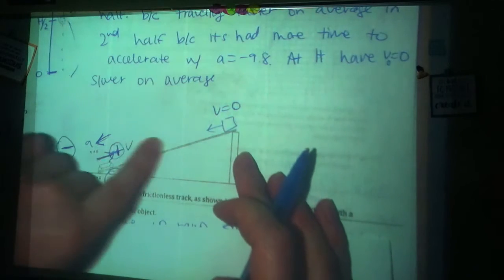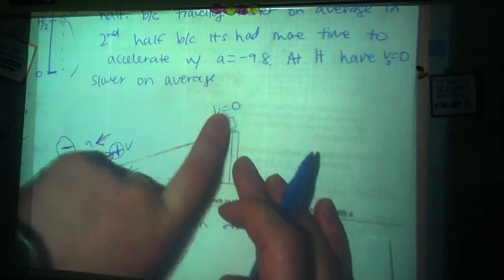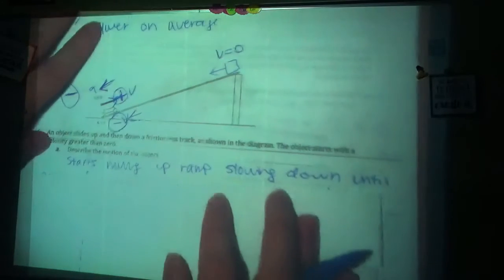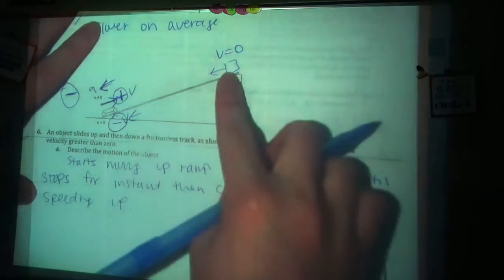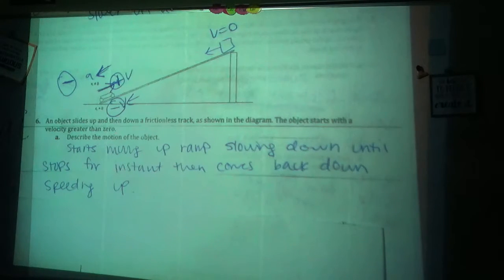So your description is just, it starts moving up, and on its way up it slows down until the velocity is 0, and then it turns around, and in this case, on the way down, it should be accelerating. So it starts moving up the ramp, slowing down until it stops for an instant at the top, and then it comes back down, speeding up on its way down.